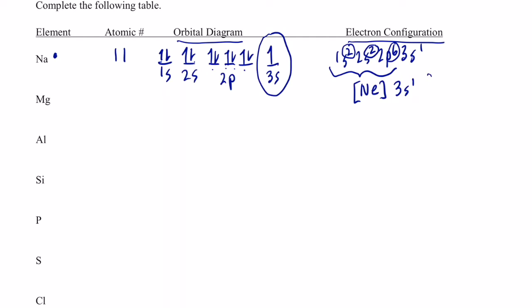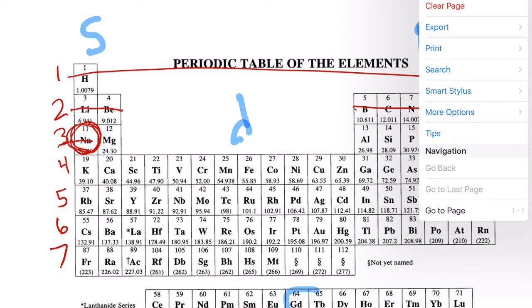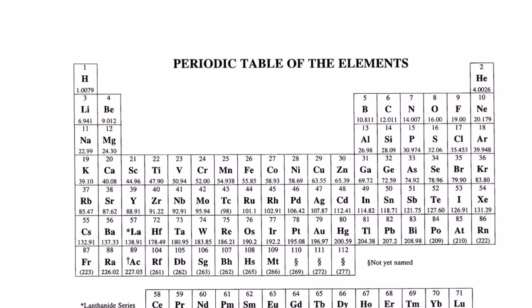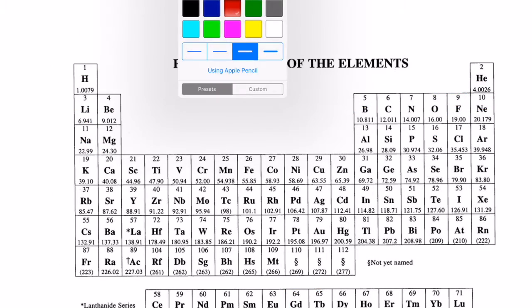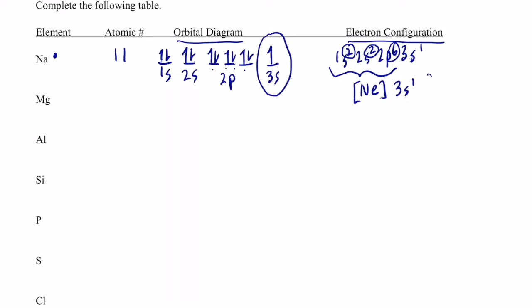Okay, let's move on to magnesium, and we'll be able to go through these pretty quickly actually. Let's clear the page so it's not so confusing here right now. And so if we take a look at magnesium, it's atomic number 12. It looks like it's going to have a similar configuration to sodium. It will be, let's see, 12 electrons. Won't it still be neon in brackets?